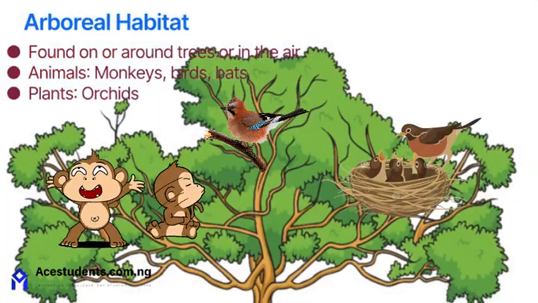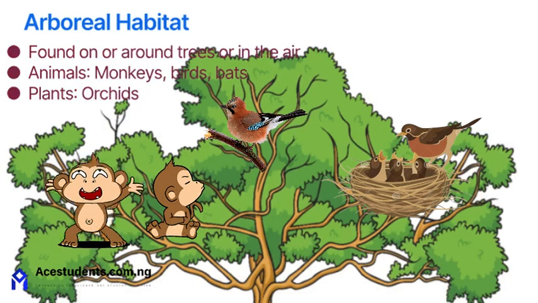Arboreal habitats are located in or around trees, and sometimes in the air. Examples include treetops, forest canopies, and nests. Animals like monkeys, birds, and bats live in this habitat. Orchids are a plant example that grows on trees.